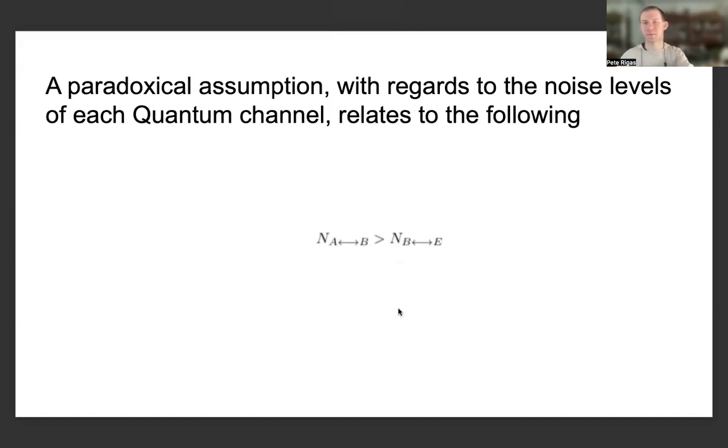In a paradoxical assumption, which shouldn't come as a surprise because we're talking about quantum physics and quantum information processing and quantum information theory after all, with regards to the noise levels of each quantum channel, it relates to the following, namely that Alice and Bob can actually achieve some type of prospective quantum advantage for information processing tasks that can be associated and formulated with the transmission of classical bit codewords and classical information over quantum channels, in spite of the fact that the noise over Alice and Bob's channel dominates the noise over Bob and Eve's channel.